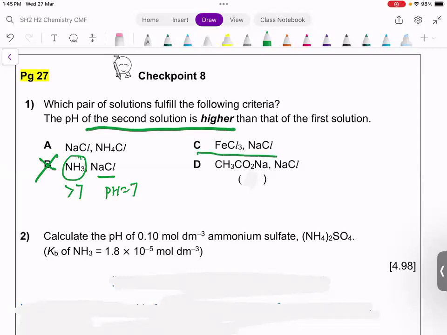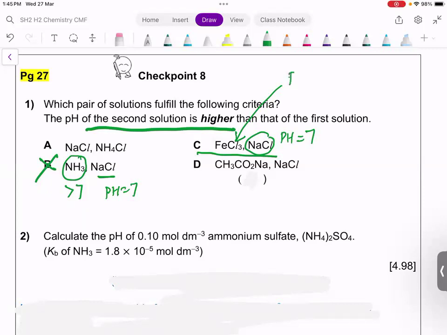Okay, instead C is the answer. Why so? Sodium chloride is pH 7, right? Do you need me to explain why sodium chloride is pH 7? Strong acid, strong base. Iron 3 chloride is acidic. Why is it acidic?